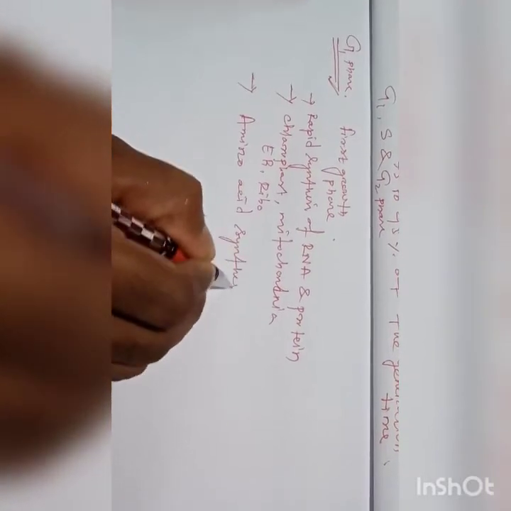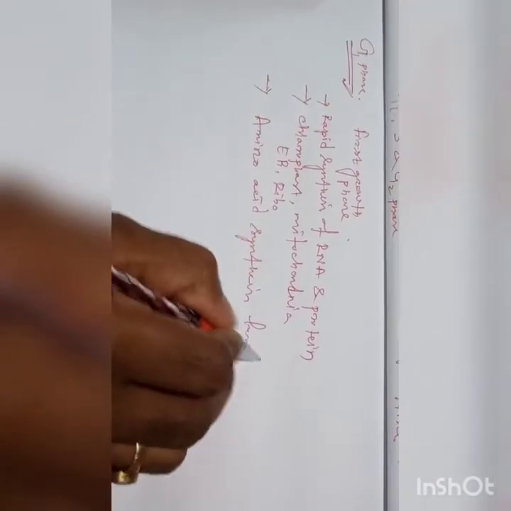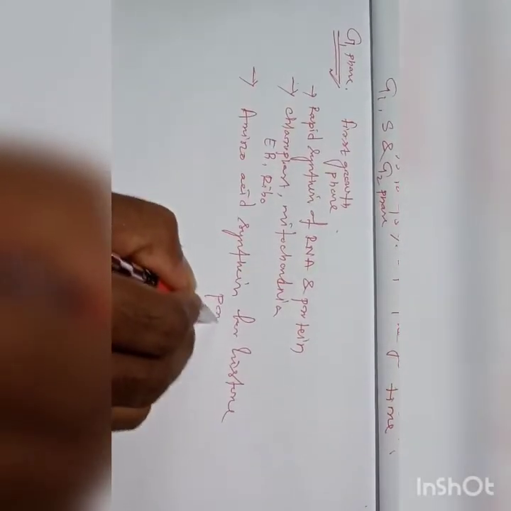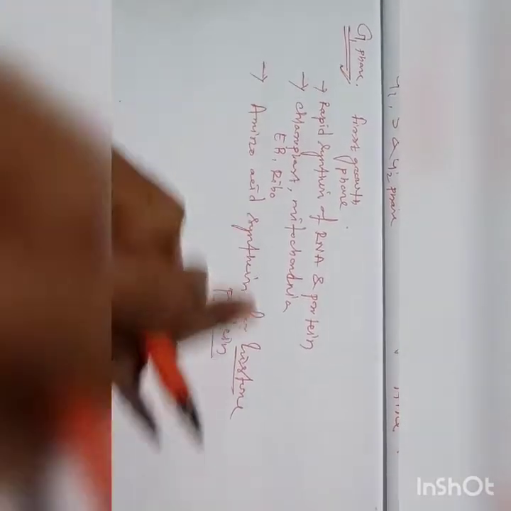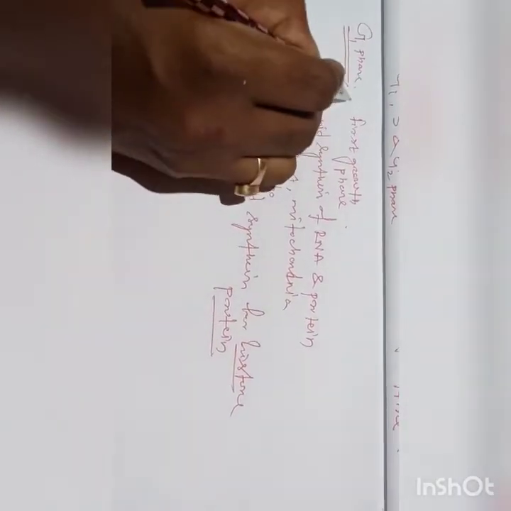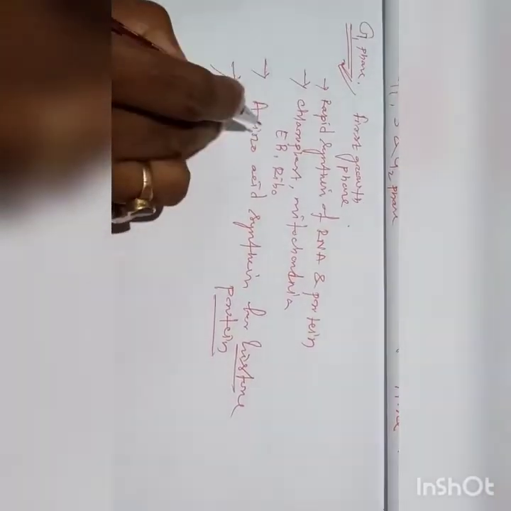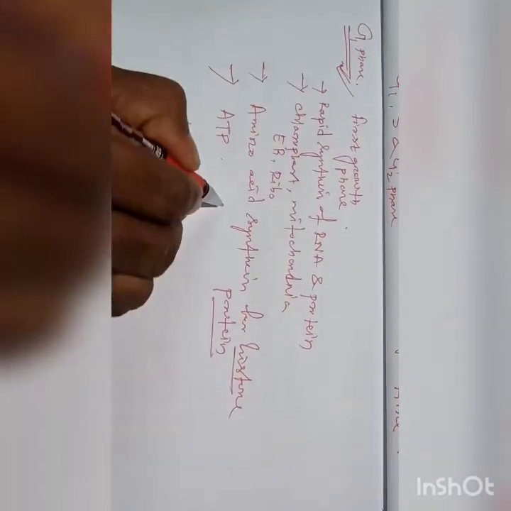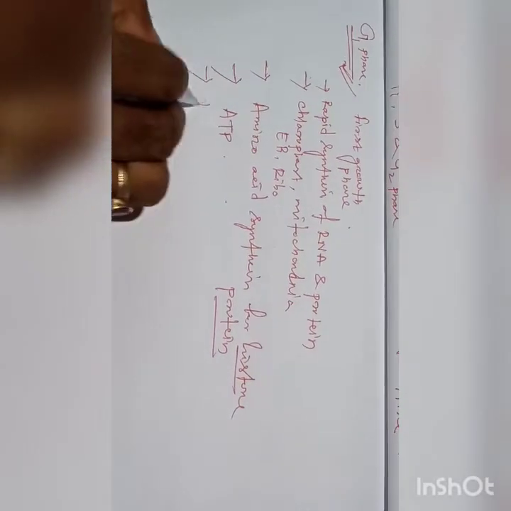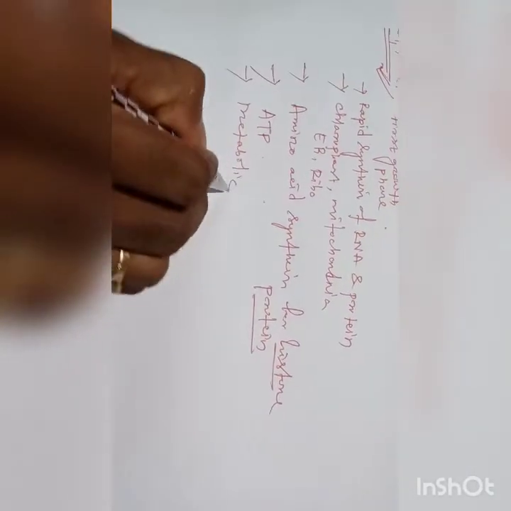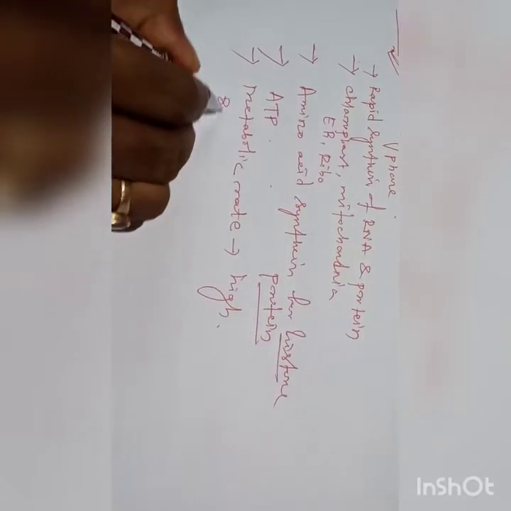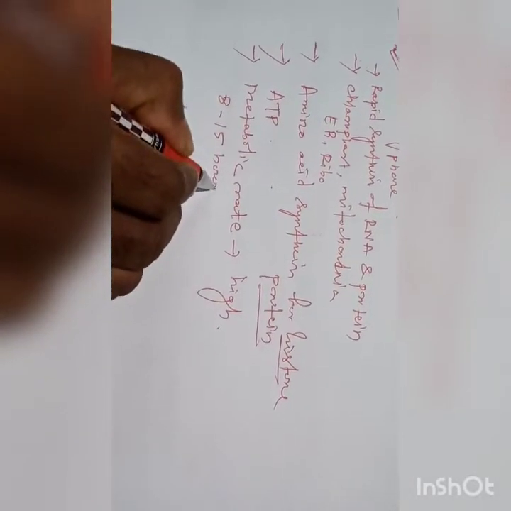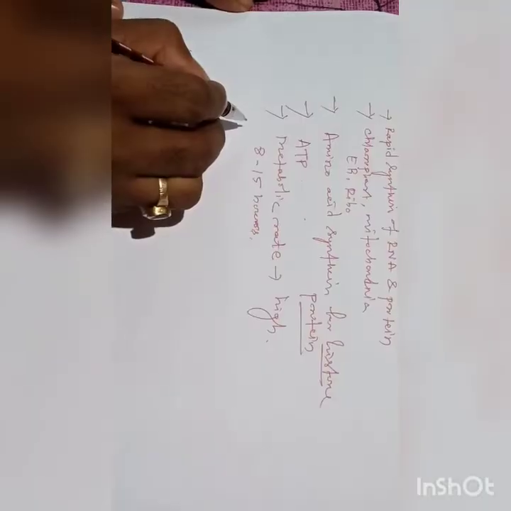These cell organelles are required to carry out various metabolic activities, and there is amino acid synthesis for histone proteins. In this phase, the histone protein is not synthesized, but the amino acids required for histone proteins are synthesized in this G1 phase, and also energy-rich chemicals like ATP are synthesized. So overall, the metabolic rate of the cell is very high in G1 phase, and this phase lasts for 8 to 15 hours.